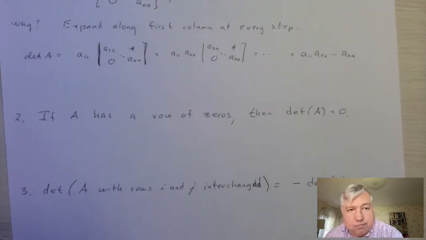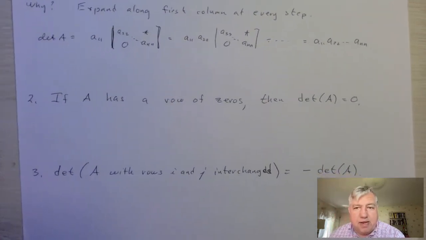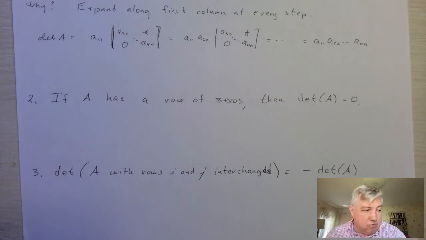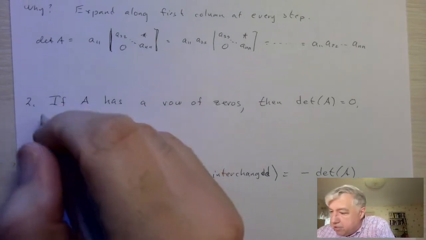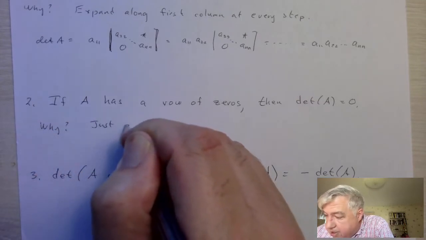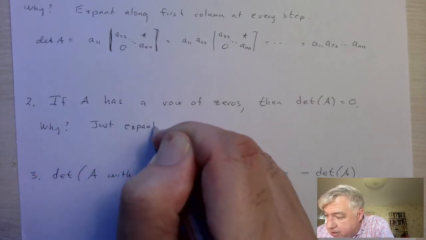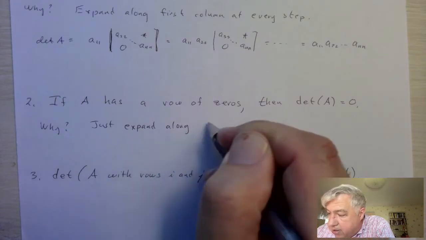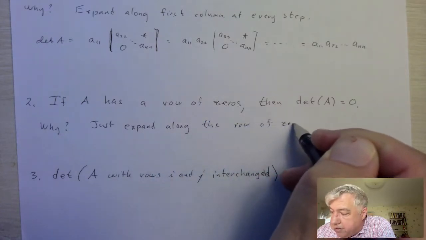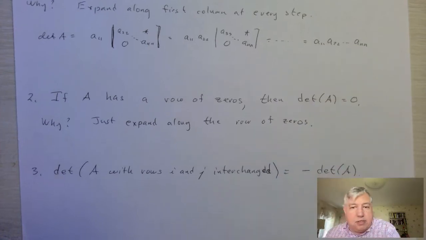Okay, second property is kind of easy to see. If you have a row of zeros in a matrix, the determinant is 0. Well, why? Well, you can just pick that row of zeros to expand along. So I just expand along the row of zeros. So that's easy enough.